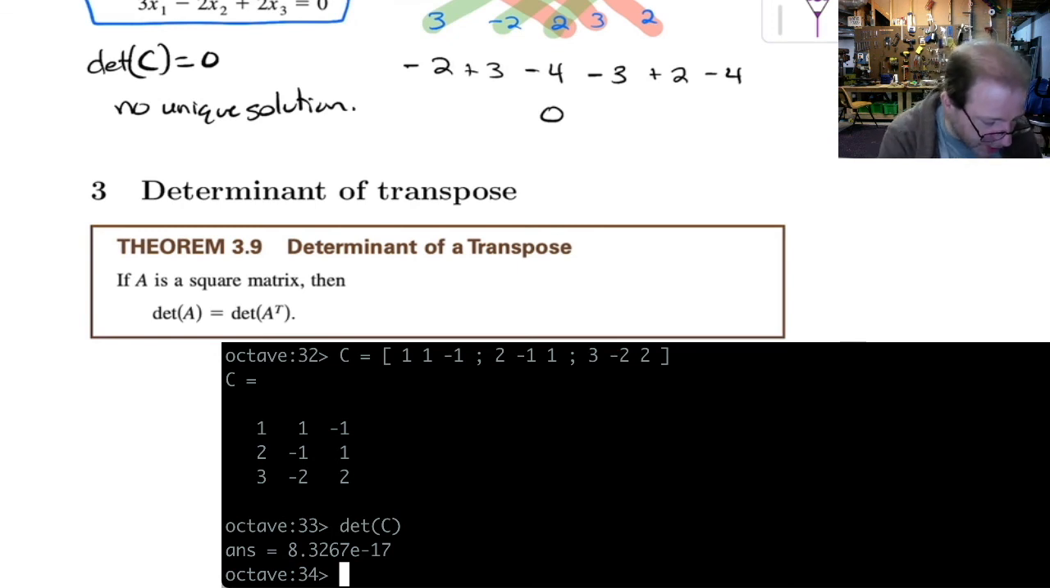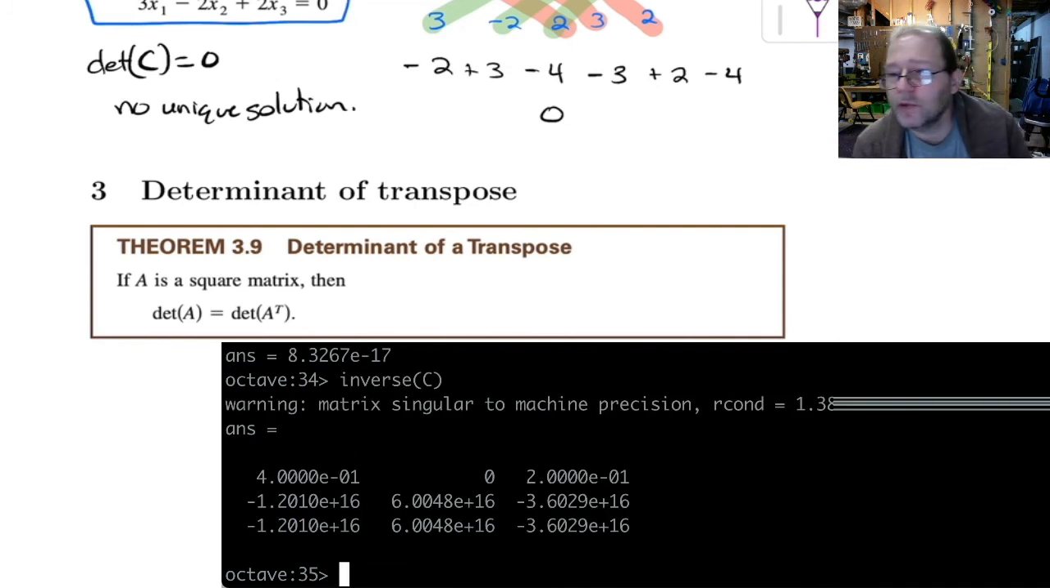So if I try to take the inverse of this, we already know that the actual matrix doesn't have an inverse. If we try to get Octave to compute the inverse, it gives us a warning saying matrix singular to machine precision, meaning this is a warning from Octave saying that it realizes that the matrix here is actually singular and that the values it's giving for the inverse are not accurate.